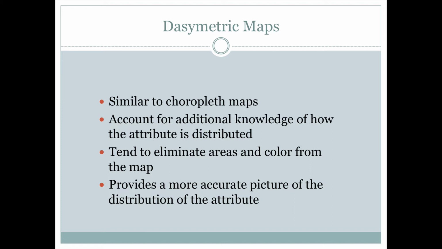So the result is they tend to eliminate areas that really shouldn't be on the choropleth map, and those areas no longer get colored in. And what they're trying to do in this way is provide a more accurate picture of how whatever that attribute is that we're looking at is distributed across an area.